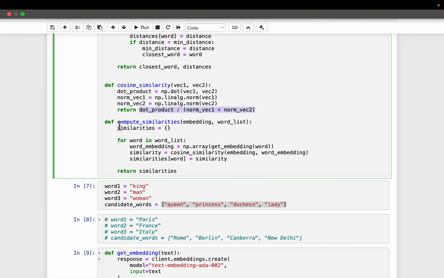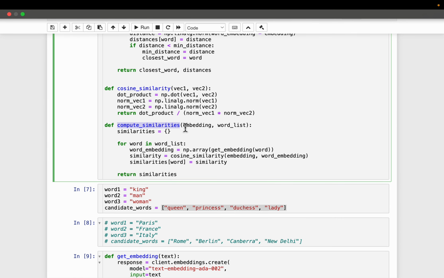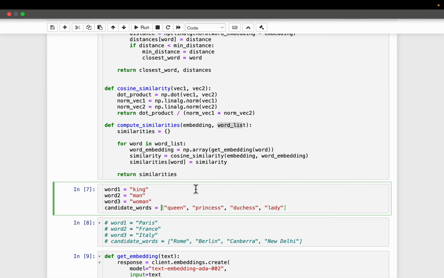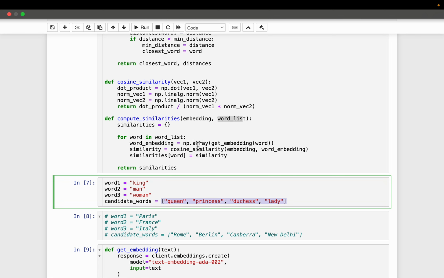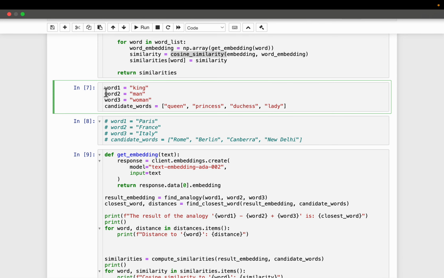Another handy function computes the similarities, which is going to call this cosine function. It is very similar to this function, and it takes our left hand side embedding and the word list. For each one of these words, it will compute the embeddings and the cosine similarity. So it will call this cosine similarity function so it can compute the directionality similarity. All right.